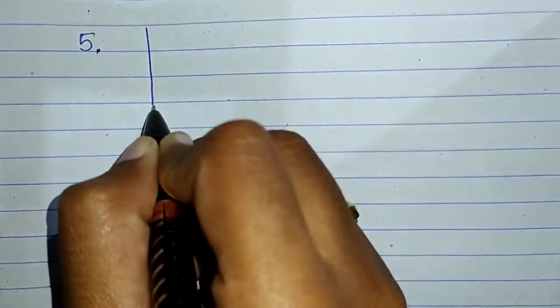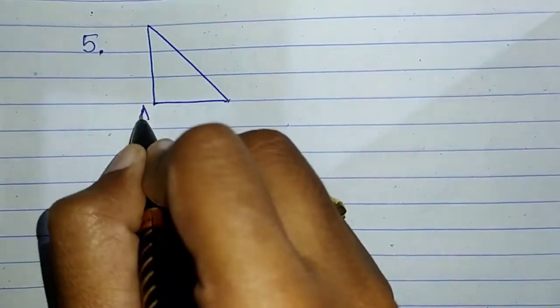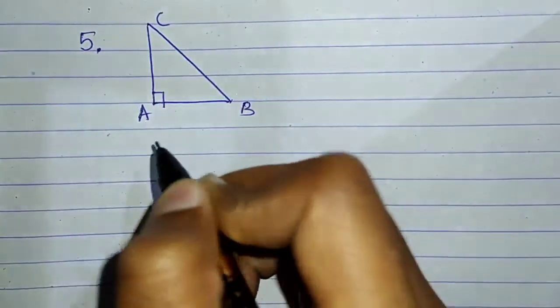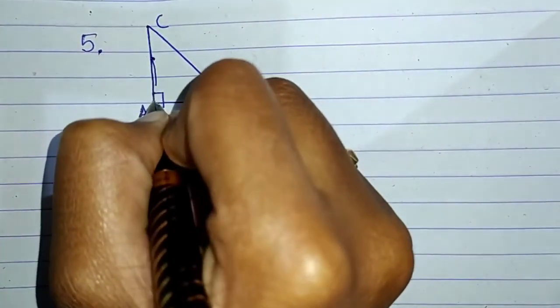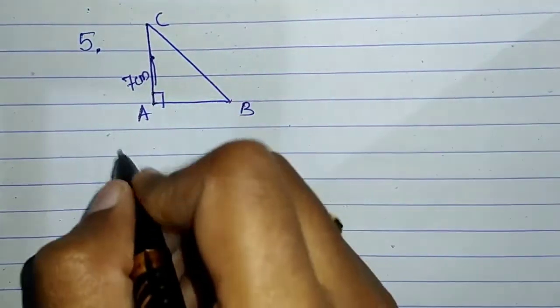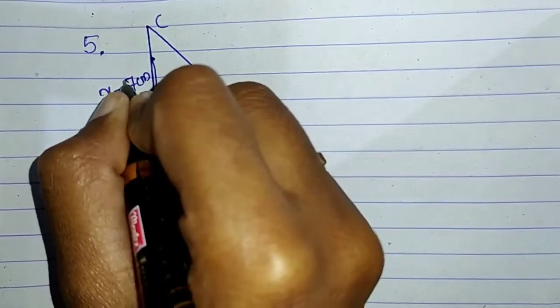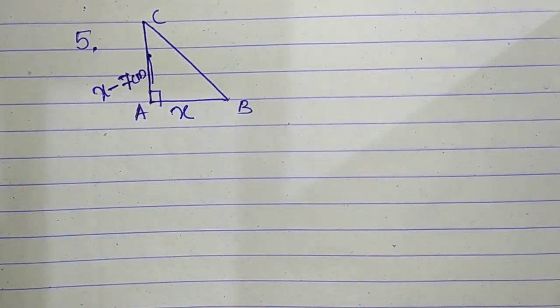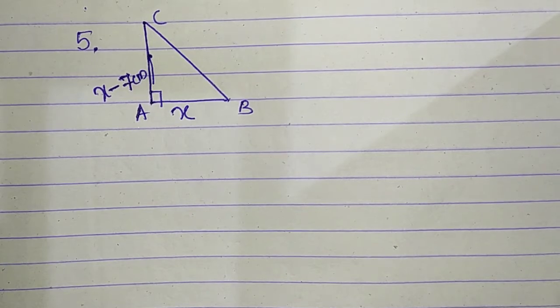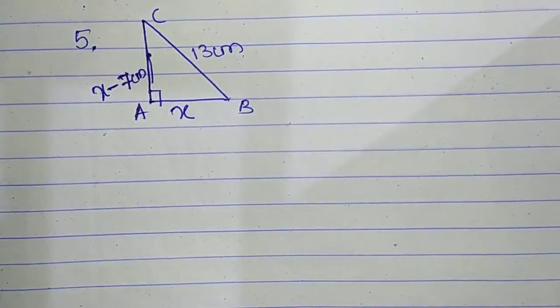So now moving on to the fifth main question. The altitude of a right angle triangle. Since they are telling this is about a right angle triangle, let us draw a figure. This is a right angle triangle ABC, right angled at A. So this AC is the altitude. They have told us that the altitude of the right angle triangle is 7 centimeter less than its base. So if the base of the triangle is x, then the altitude is x minus 7 centimeter. If the hypotenuse is 13 centimeter, then find the other two sides.